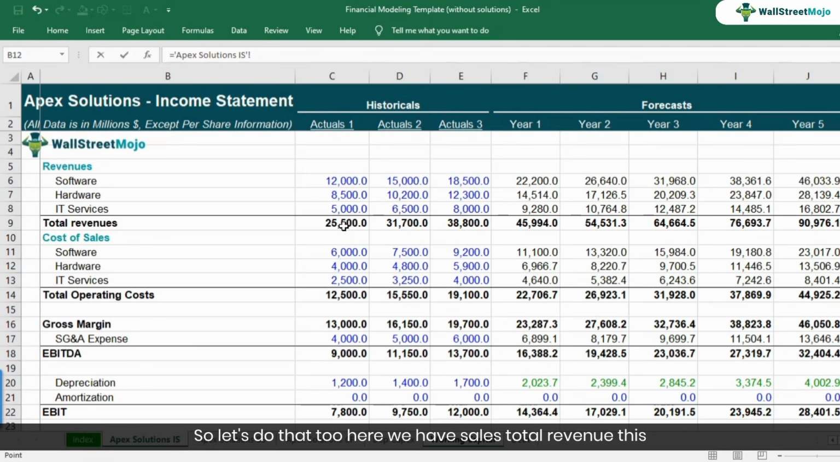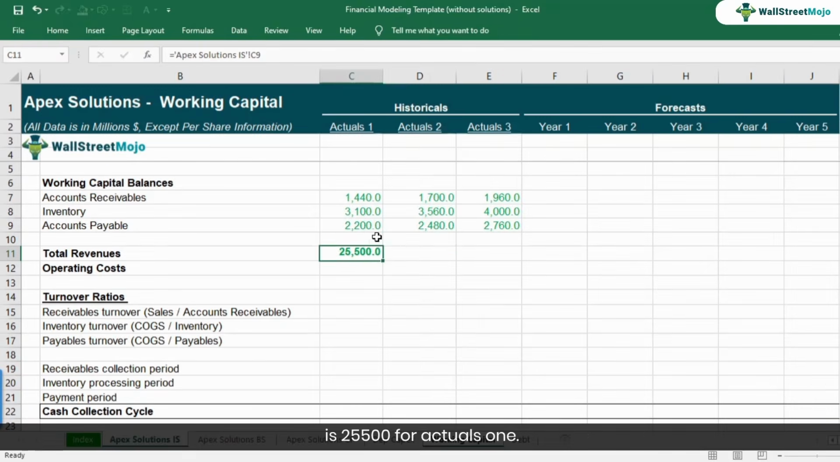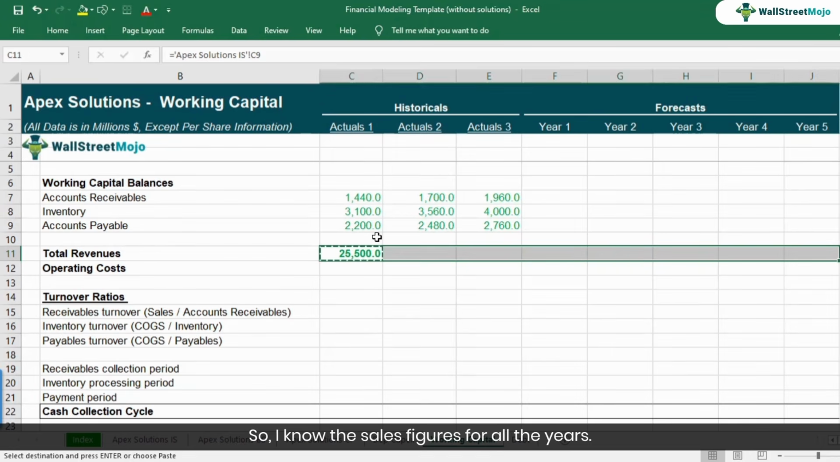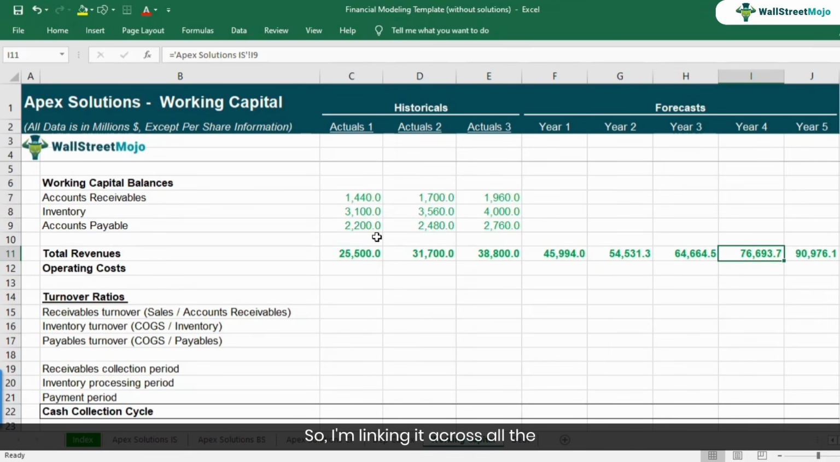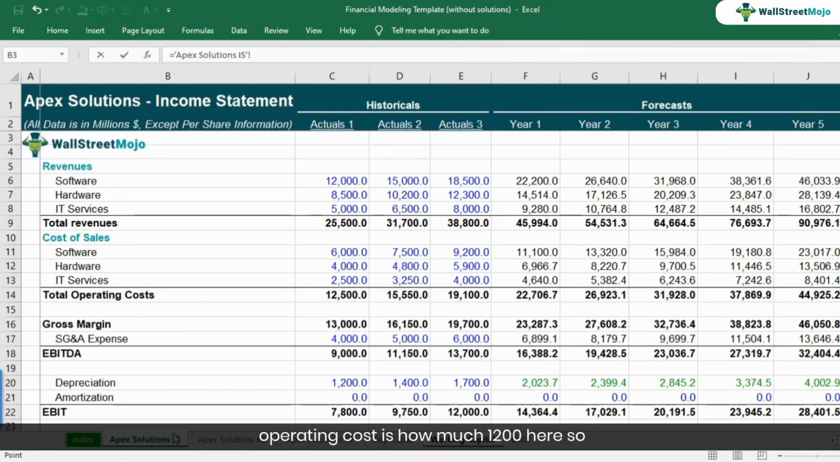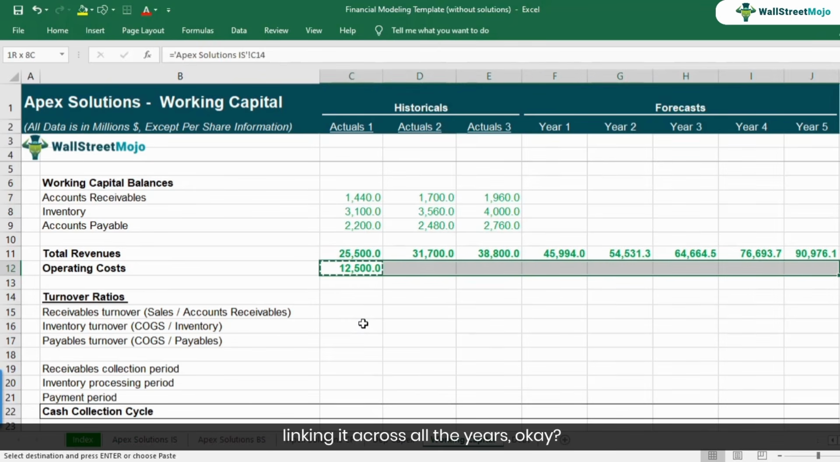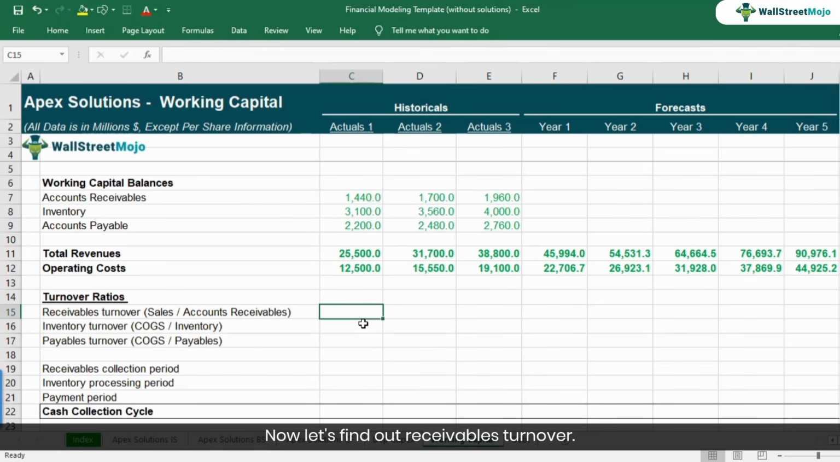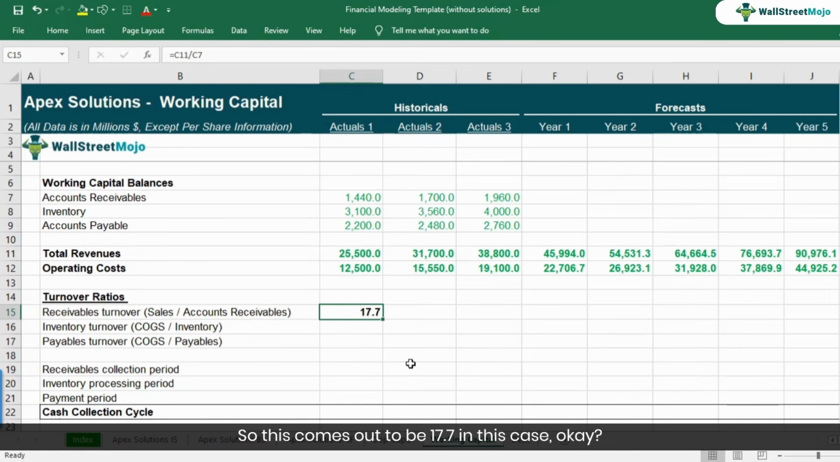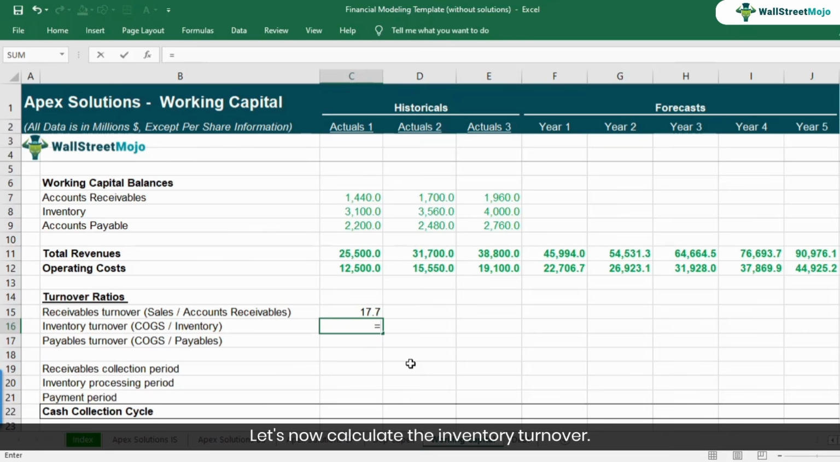Here we have sales, total revenue. This is 25500 for actuals 1. I know the sales figures for all the years, so I'm linking it across all the projected years as well. Let's now do the same for the operating cost. Operating cost is how much? 12500 here, so linking it across all the years. Now let's find out receivables turnover. Receivables turnover is sales, that is total revenues, divided by your accounts receivables. So this comes out to be 17.7 in this case.